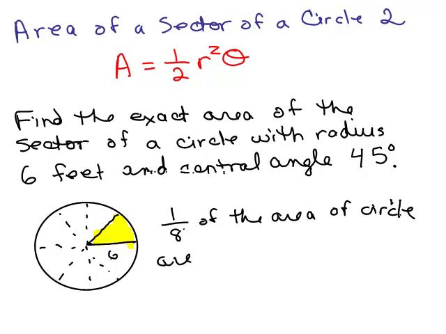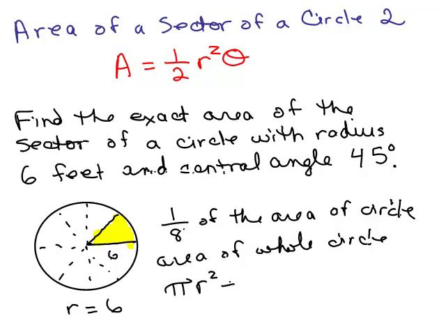Now, what's the area of the whole circle? So remember the formula for the area of the circle? Here we have the radius of 6, right? I'm just going to write 6 even though it's really 6 feet. So the area of a circle is pi r squared. So pi r squared, in this case, would be pi times 6 squared, which is 36 pi.